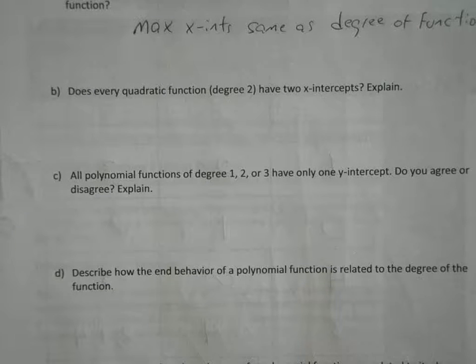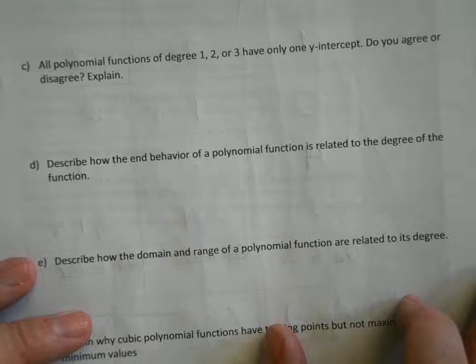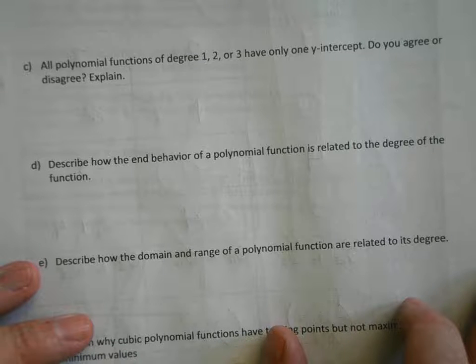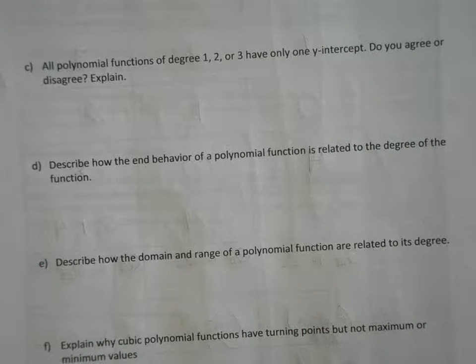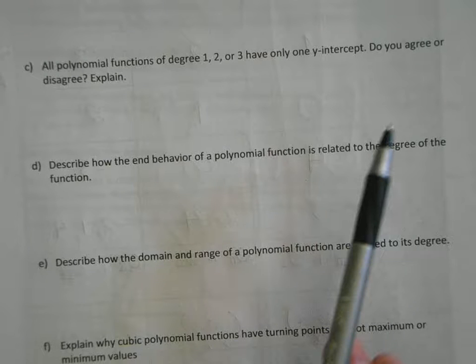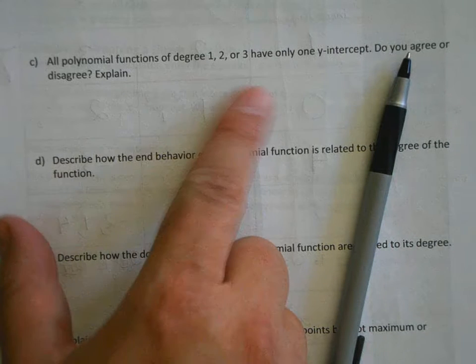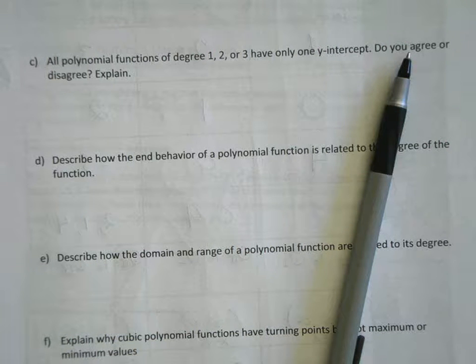All polynomial functions of degree 1, 2, or 3 have only 1 y-intercept. Do you agree or disagree? Explain. That's not really a fair question for the level of math that we're in right now. That is a pre-cal 40 question at the end of pre-cal 40. Okay? You kind of know this. All of these polynomial functions have a domain of negative infinity to positive infinity. We talked about this. So as you're traveling from the left to the right, at some point you're going to cross the y-axis. Right? Do you agree with me there?